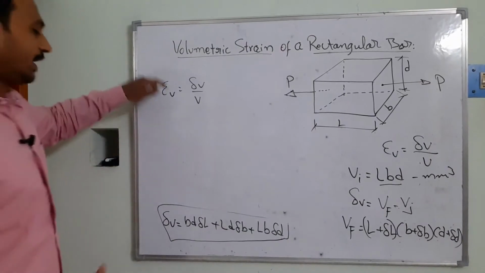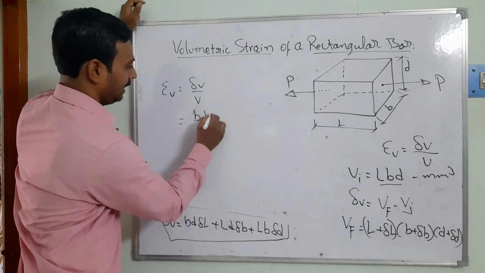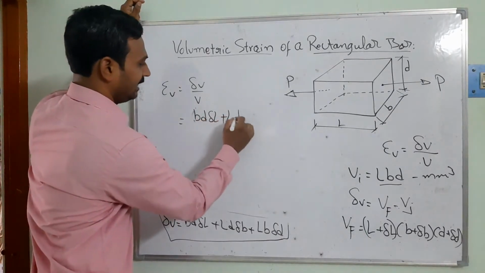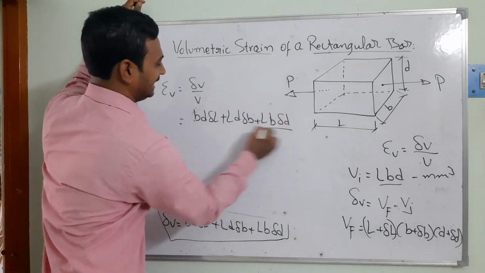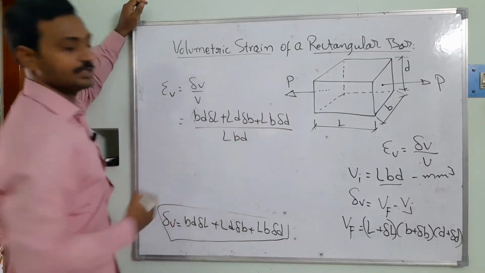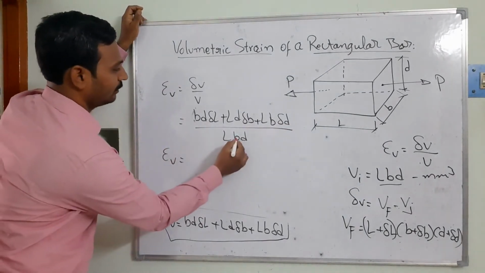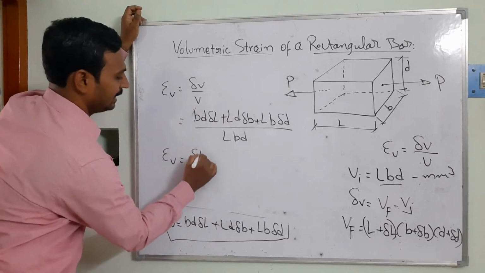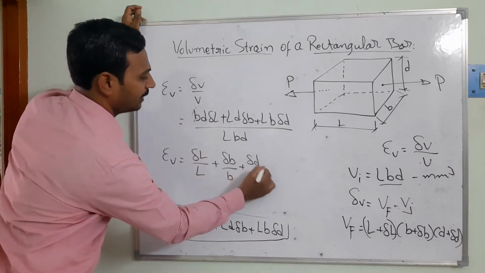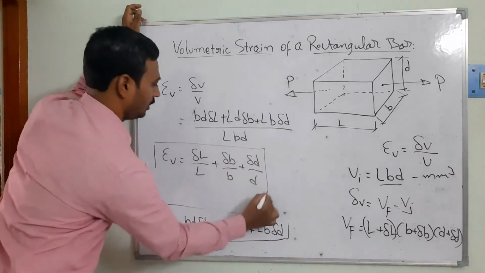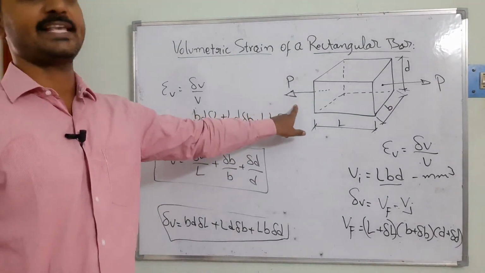Now I am trying to substitute in this equation. This is going to be (B D del L + L D del B + L B del D) divided by L B D, we will get it. Right? And further simplification of the strain: B D will be cancelled, giving del L by L plus del B by B plus del D by D. So this is going to be the volumetric strain of that member when it is subjected to the axial force.